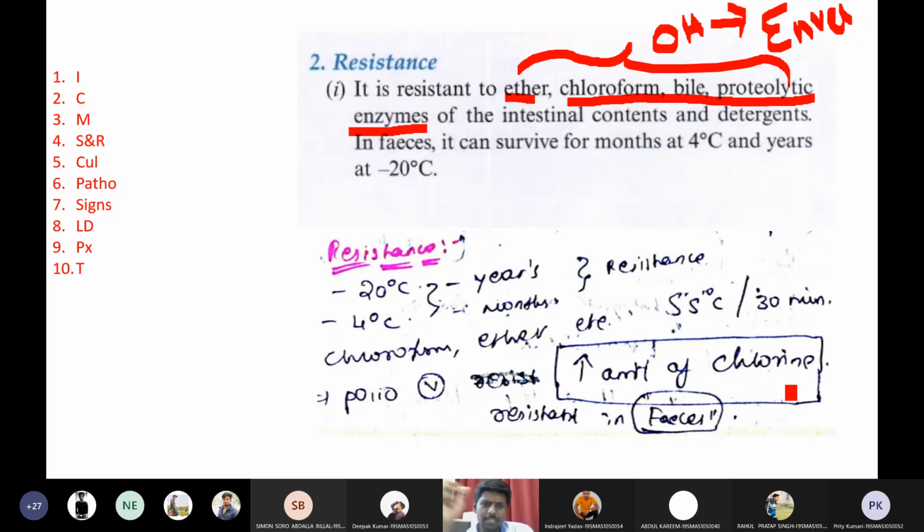And the virus is resistant in fecal material. Virus can survive in the feces. Virus can survive in a dry environment. So this is the resistance and susceptibility of virus.